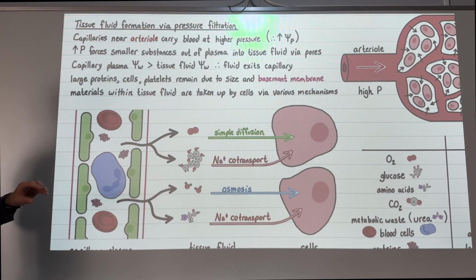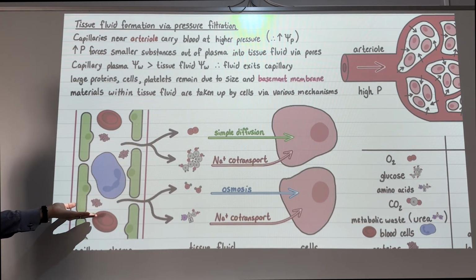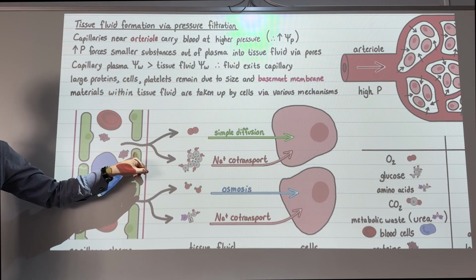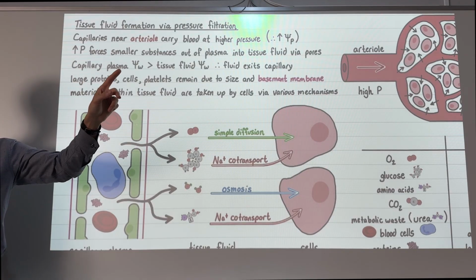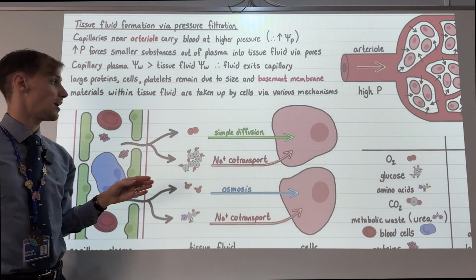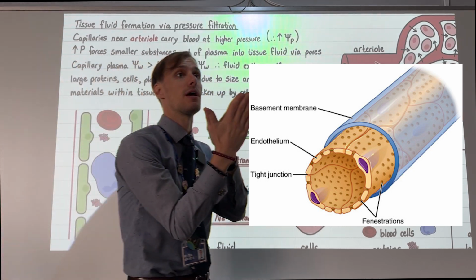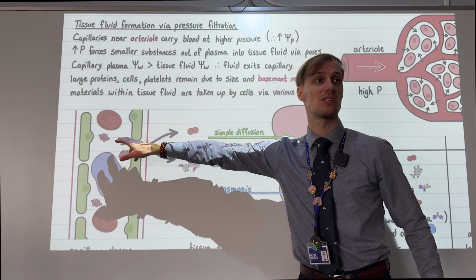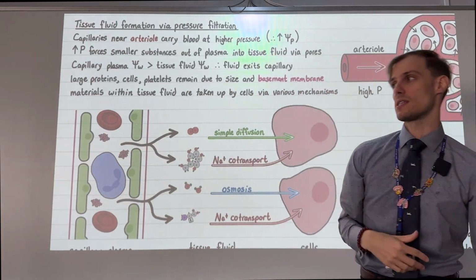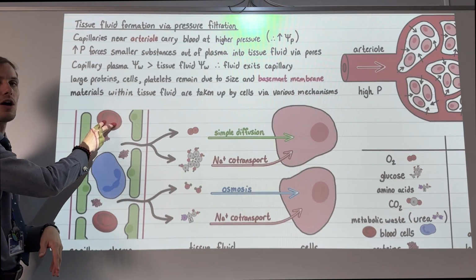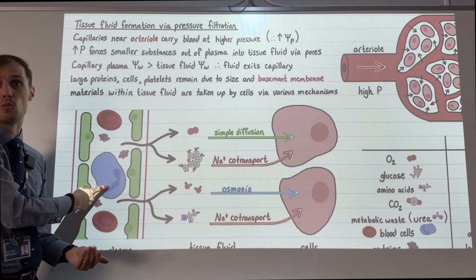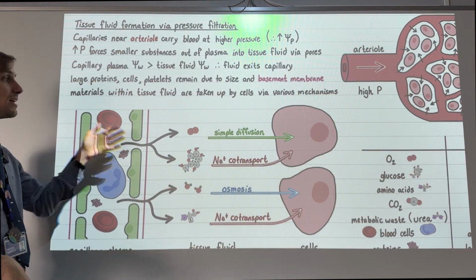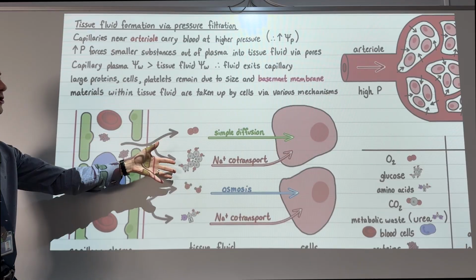So what kind of things would actually remain in here? Well, that's going to be things that are too large to pass through these gaps or pores. And remember, another adaptation that we looked at in SL for capillaries was the basement membrane. That basement membrane prevents very large things, like proteins or cells, from passing through even if they were able to fit. So the stuff remaining in the capillaries would be erythrocytes, leukocytes or white blood cells, and larger proteins. These are not being exchanged. What is being exchanged are all these other smaller things entering the tissue fluid.